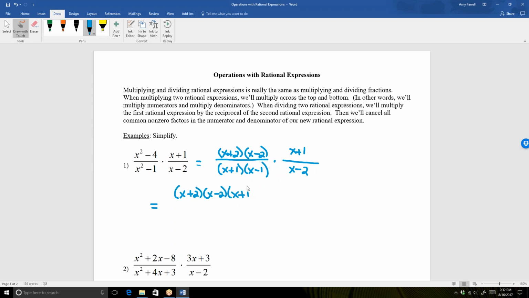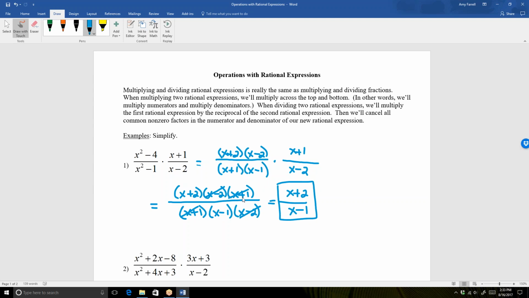And then I'm going to multiply the denominators together. And then I'm going to see if there are any common factors in the numerator and denominator, and I see a couple. So I have an x minus 2 in the numerator and an x minus 2 in the denominator, so I'm going to cancel those. I also notice that I have an x plus 1 in the numerator and denominator. After simplifying, my final answer is x plus 2 over x minus 1. So this is the simplified version of our answer.